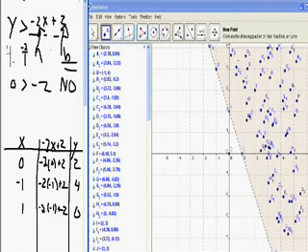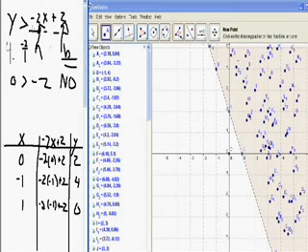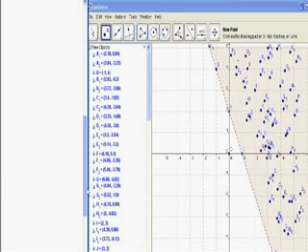Now I want to show one more of these, and that's when we have an inequality, something like y less than or equal to 1/2 x minus 1. And this time we're going to use the slope-intercept form to graph our line.